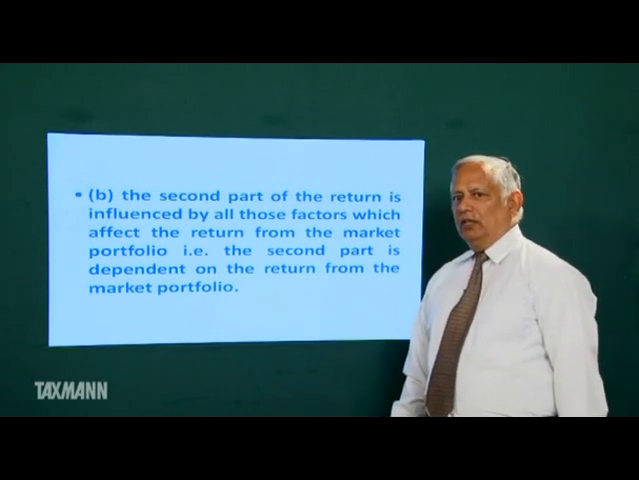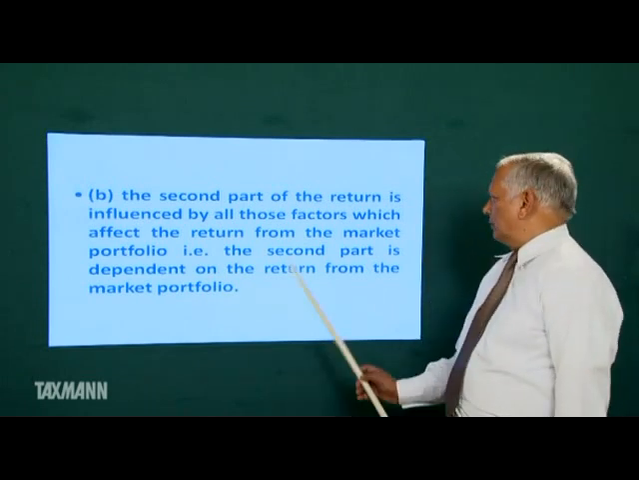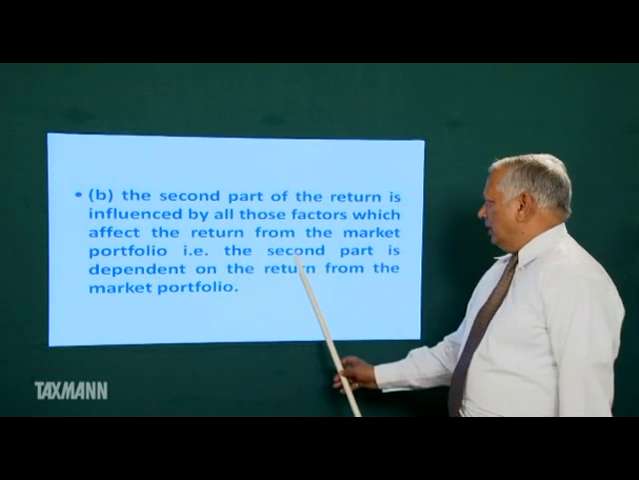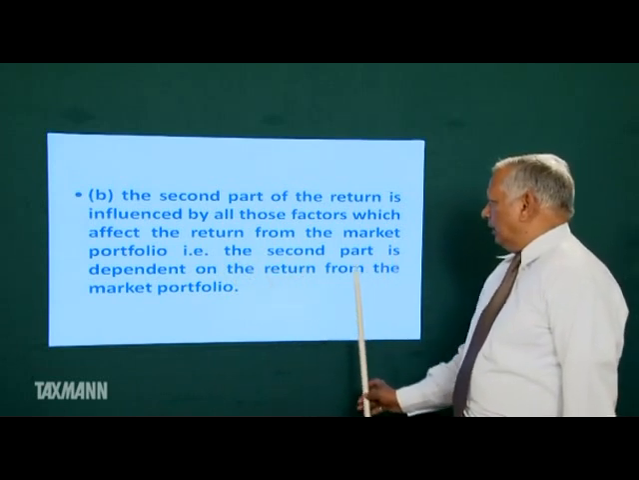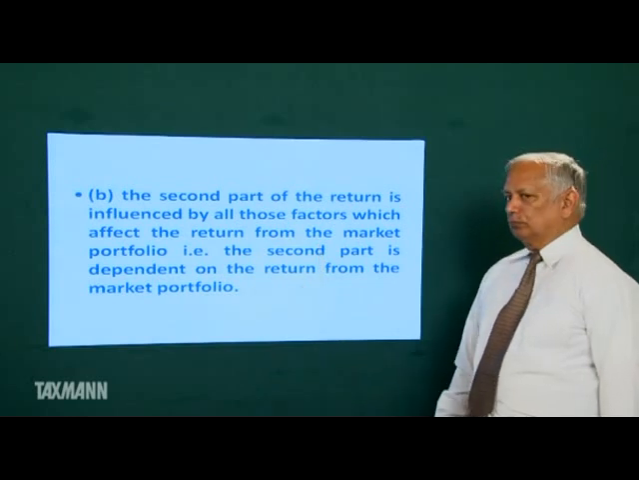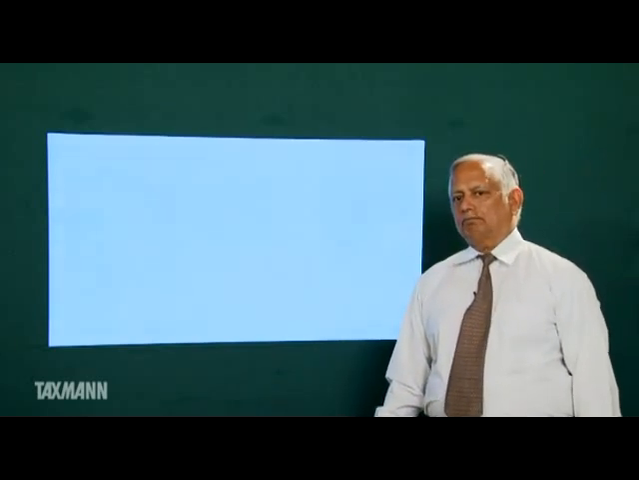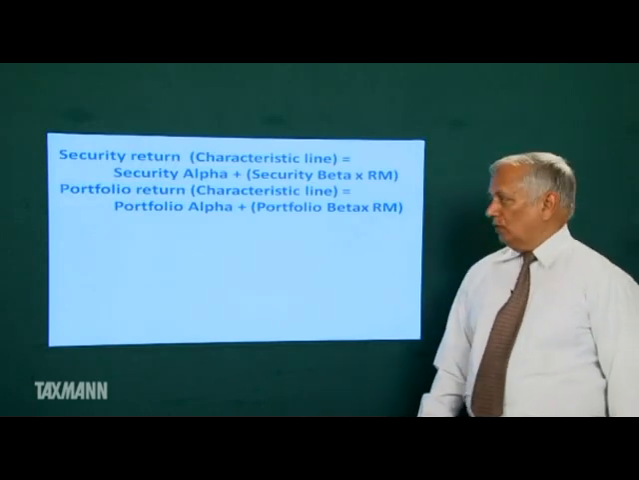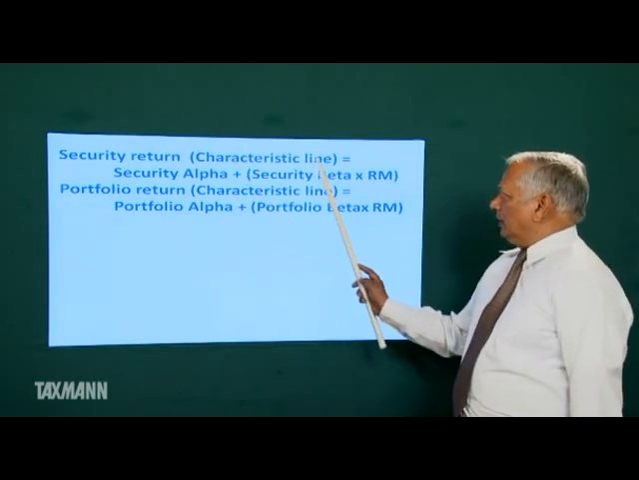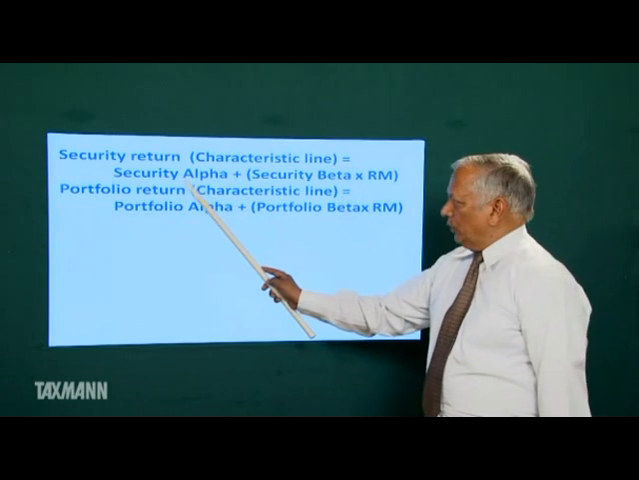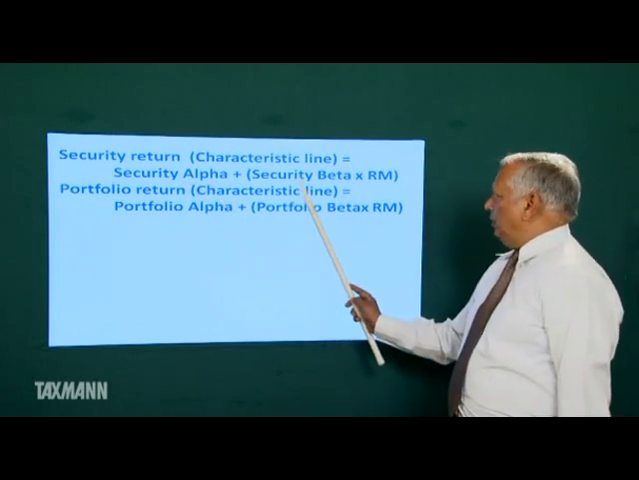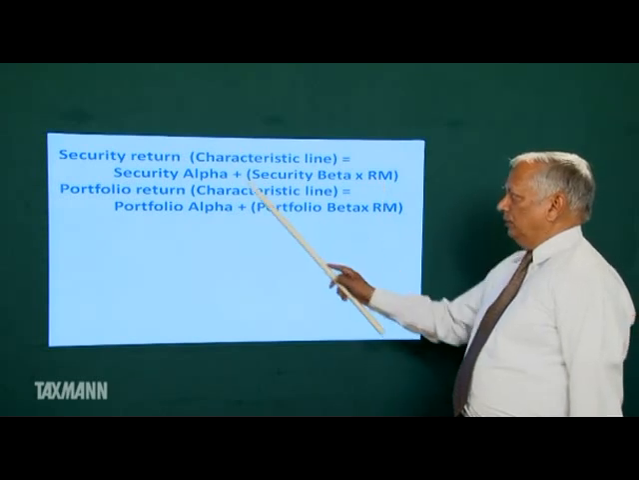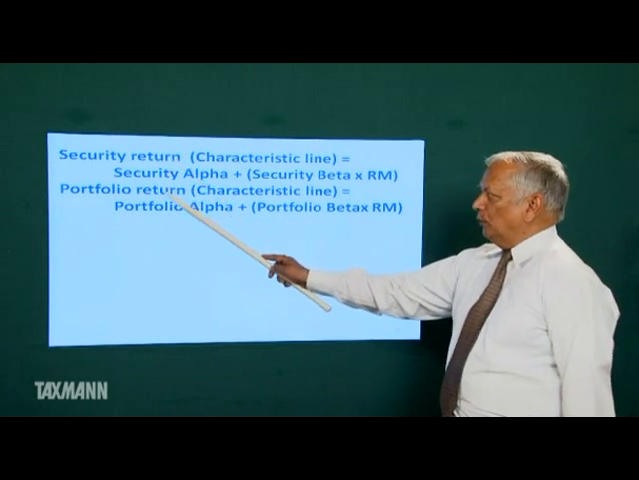The second part of the return is influenced by all those factors which affect return from market portfolio. That is, the second part is dependent on return from market portfolio. Security return, which can also be defined as characteristics line, is equal to security alpha plus security beta into RM. This is security return. So what shall be portfolio return?